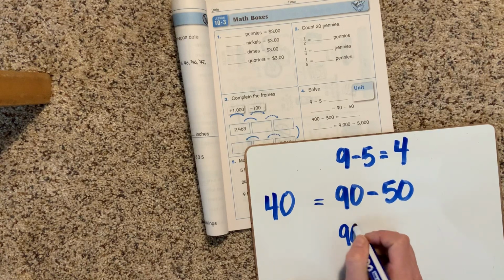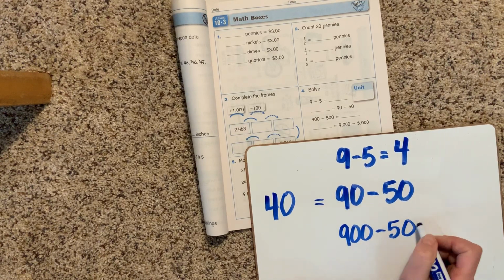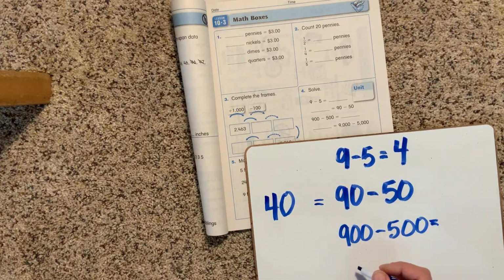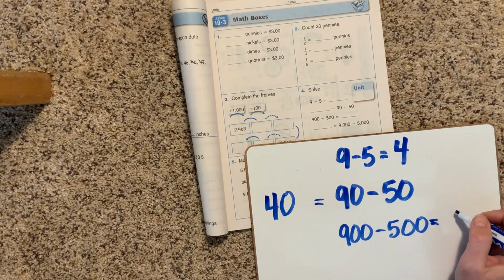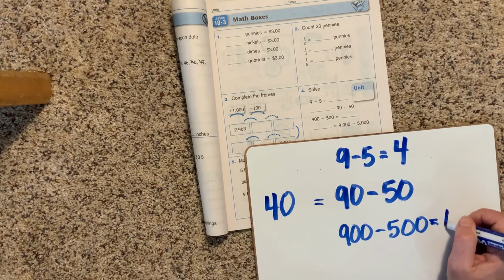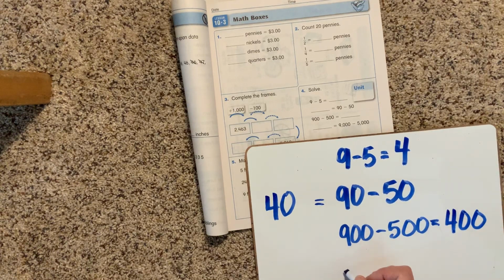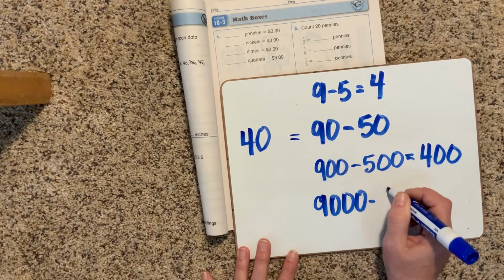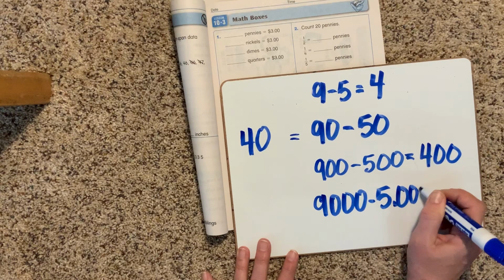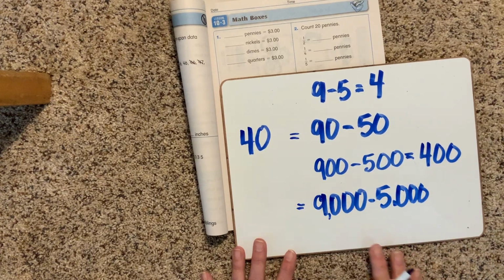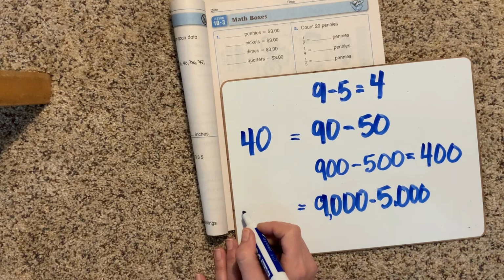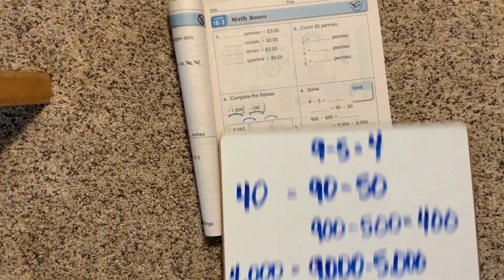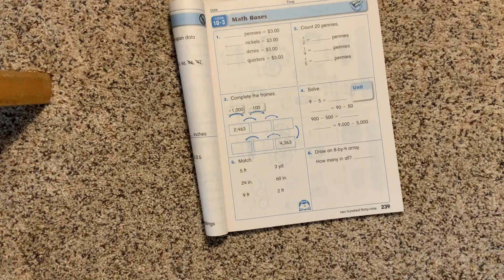You have 9 hundreds minus 500. What does that equal? Okay, coming back to your video, hopefully you finished those up. You've got 4 hundreds left. And if you have 9,000 minus 5,000, taking away 5 of the thousands would leave you with 4,000. Moving on to number 5.